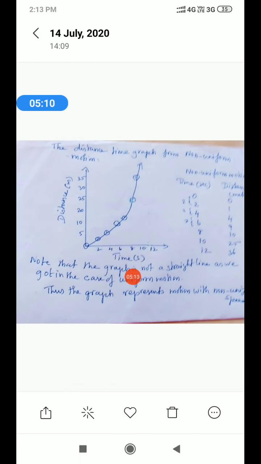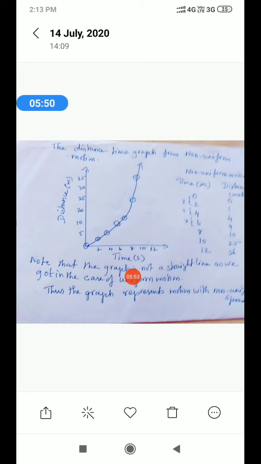Next, non-uniform motion. The distance time graph for non-uniform motion. See the tabular column. The time interval is the same. The difference is 2. The distance in meter is given here: 0, 1, 4, 9, 16, 25. The difference in distance traveled is different. 0 to 1 is 1, 1 to 4 is 3, 4 to 9 is 5. So here the distance traveled is different.